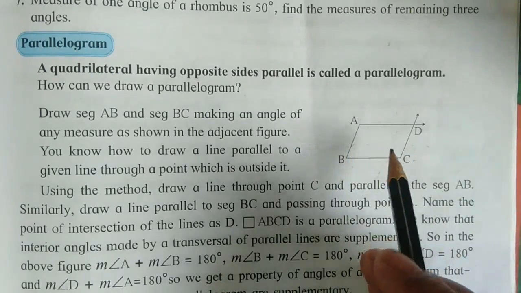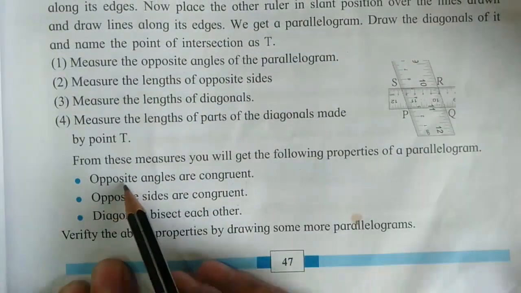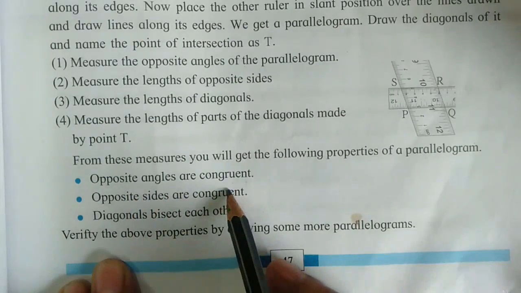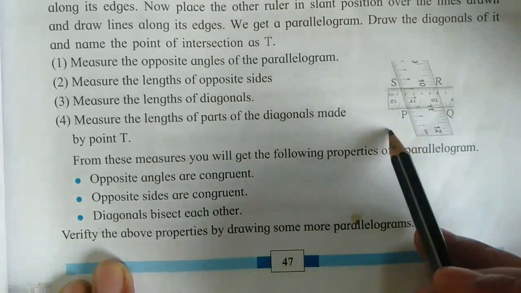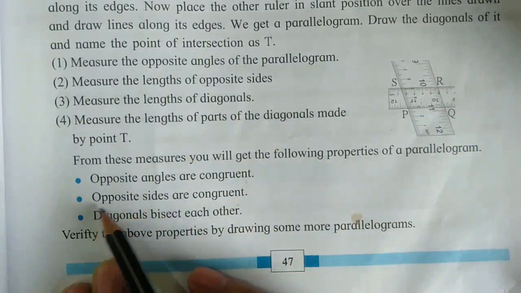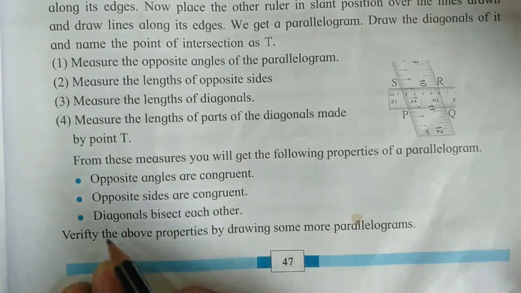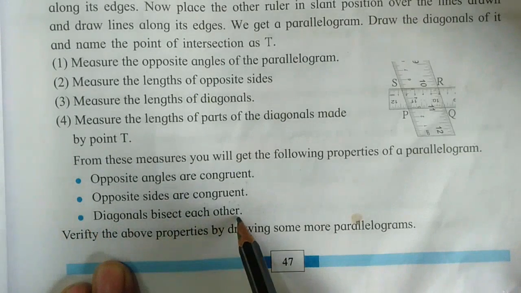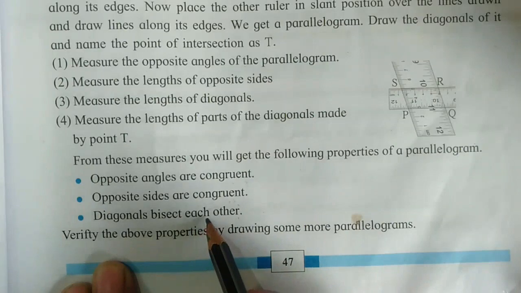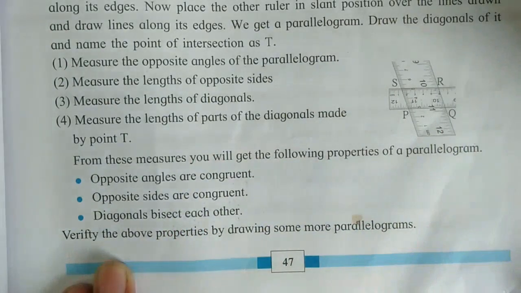Correct? See the properties. First property is opposite angles are congruent. Okay, the measurements of opposite angles are congruent. See the second property, opposite sides are congruent. I already told you. Third property is diagonals bisect each other. Very simple. Means when they intersect, they divide the diagonal into two equal parts.